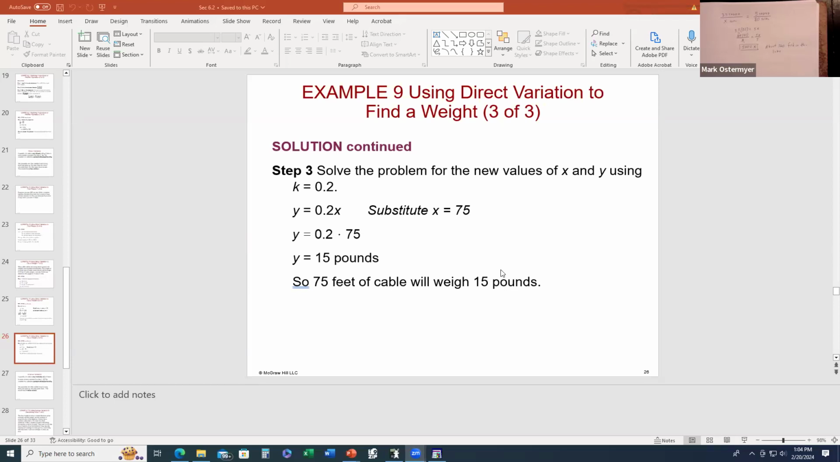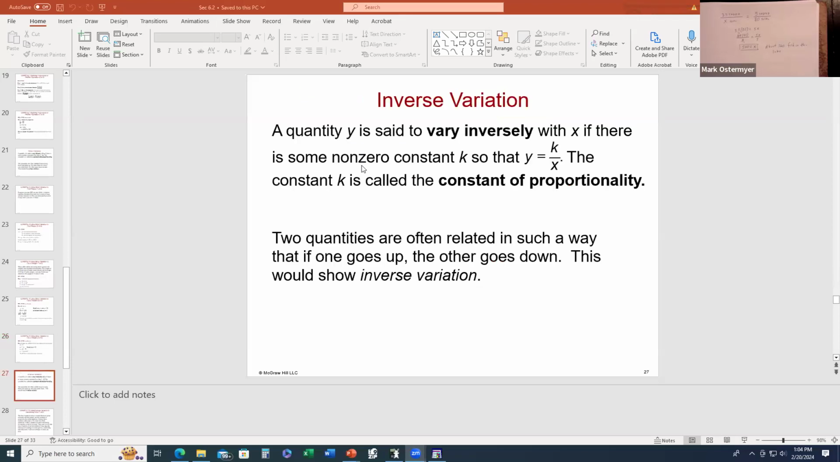Okay. Inverse variation. We say a quantity y is inversely related to x if there is some non-zero constant k, so that the equation looks like this: y is equal to k over x. We would say there's an inverse variation between x and y. And again, k is that constant of proportionality. What goes on here is if x increases in value, y's value decreases. If x's value decreases, y's value increases. We call this an inverse variation.